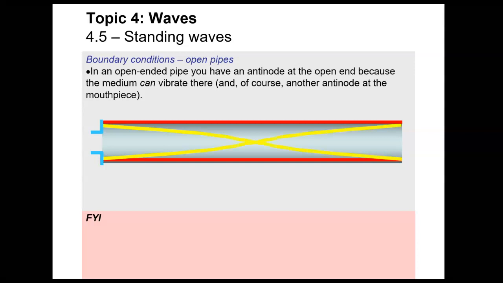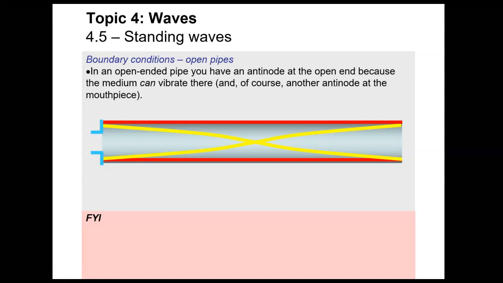So what you see right here is the first harmonic for a pipe open at both ends. Notice we've met the boundary condition. We have antinodes at the endpoints, but we have to alternate between node and antinode, and so that's why we have a node right here in the middle. And so this is the first harmonic for this type of pipe.